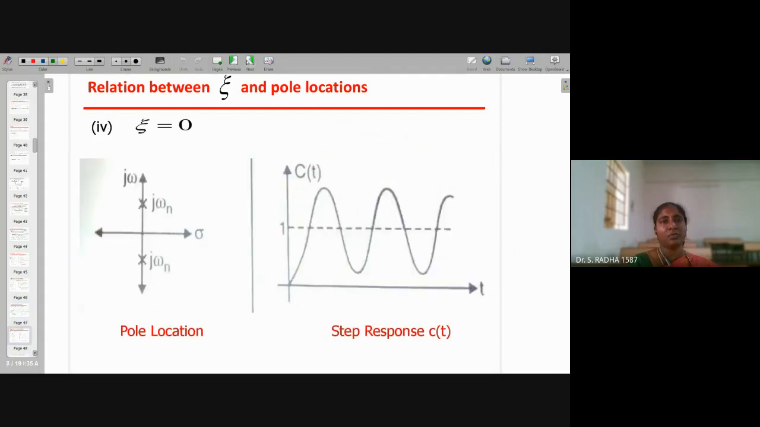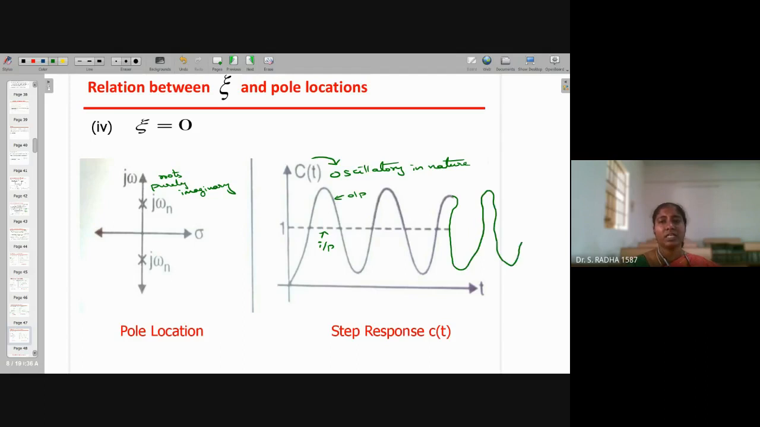In the case of eta equal to 0, the roots are purely imaginary, and the graph is oscillatory in nature. The C of t graph is oscillatory. This is the graph of C of t output, and the dotted line is the input. It will never reach the dotted line. Why we call it oscillatory is that it will just have a sine wave like this continuously up to infinity. My sine wave is not good, please excuse.